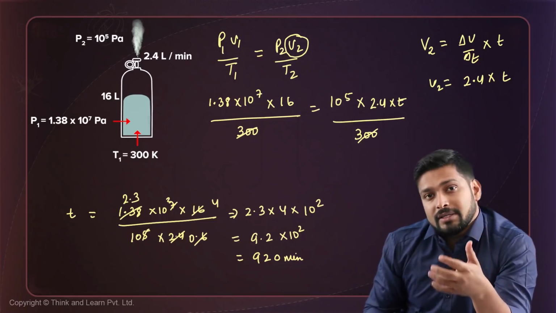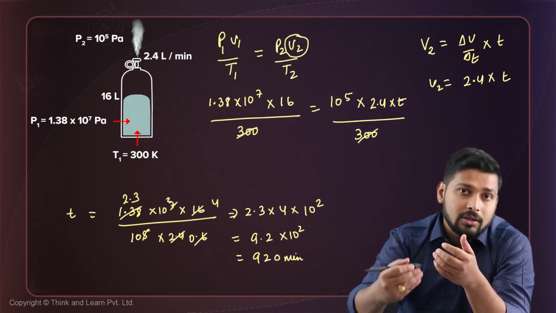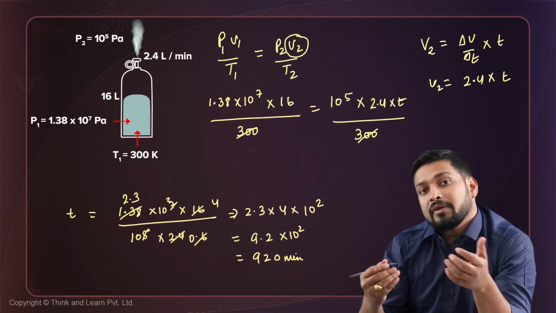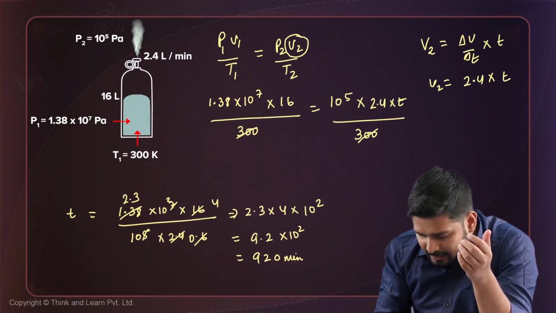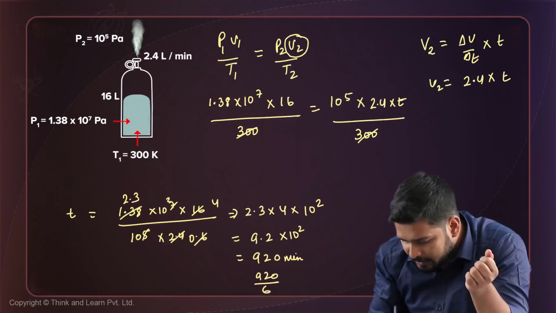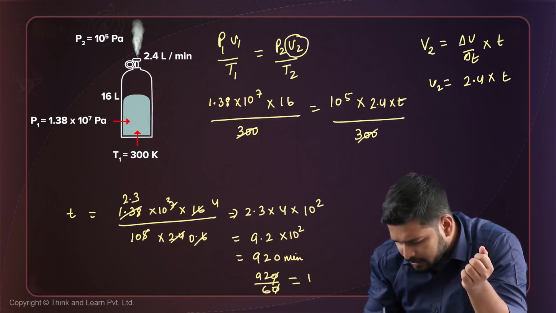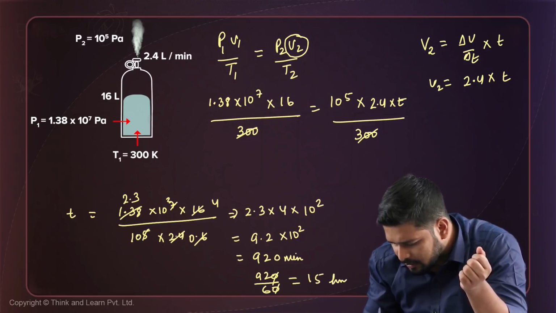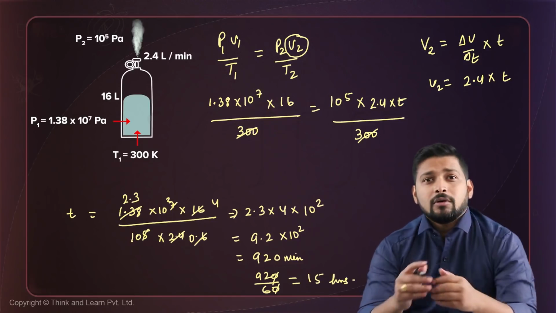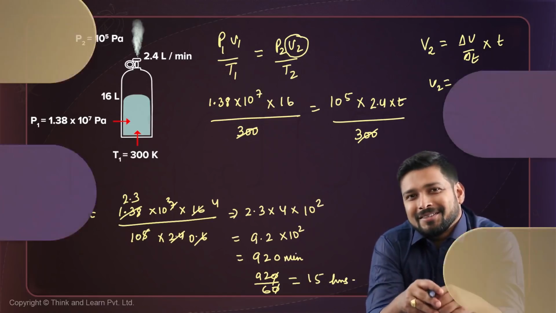So I have to convert this into hours, right? Why? Because the options, if you see, are all given in hours. So if I just divide this 920 by 60, that equals, well, approximately, you can take it as 15 hours, right? And 15 hours is my correct answer.